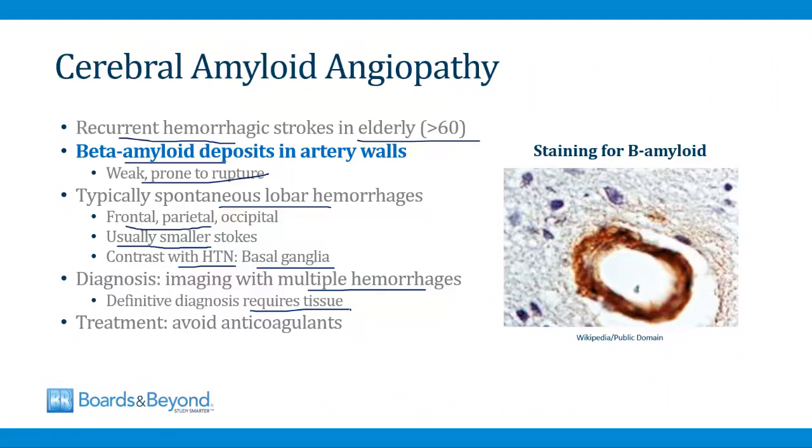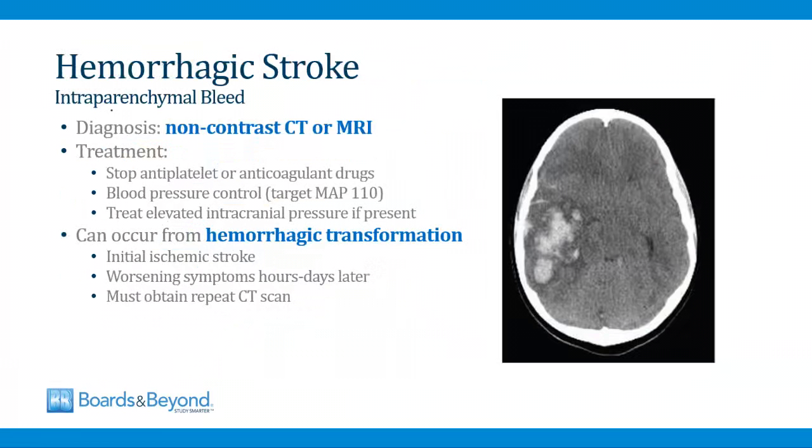The only thing that needs to be done in terms of treatment is these patients really should avoid anticoagulants. So I have a number of patients with this disorder who have atrial fibrillation, and we do not treat them with anticoagulants for atrial fibrillation, even though we normally would, and that's because we don't want them to have any additional hemorrhagic strokes.